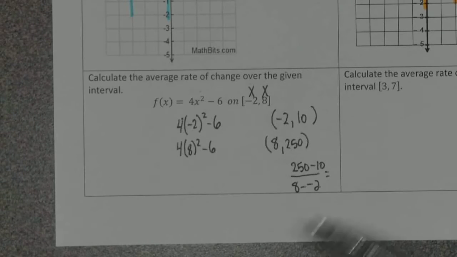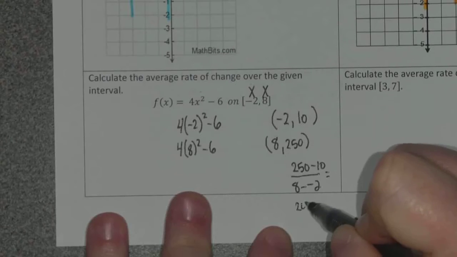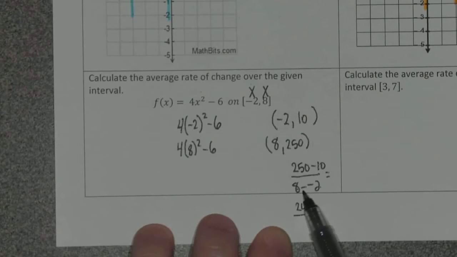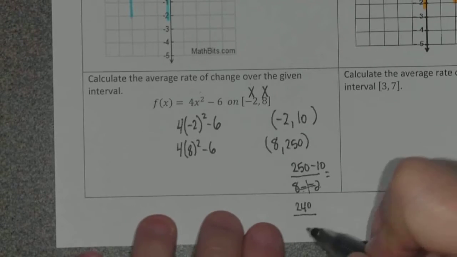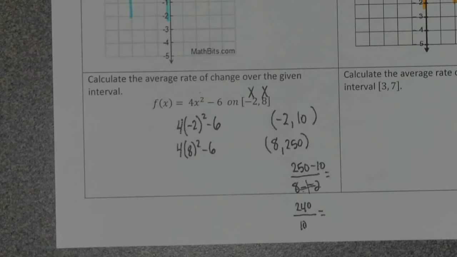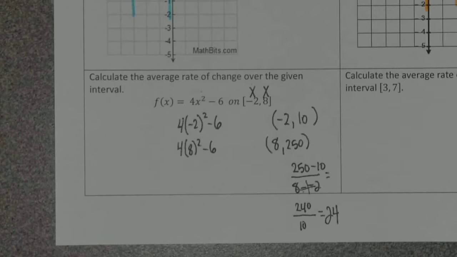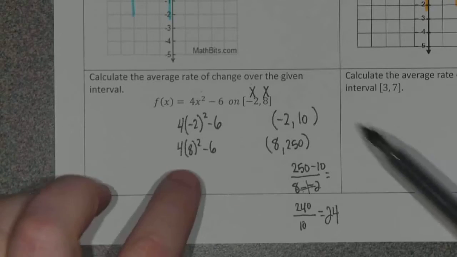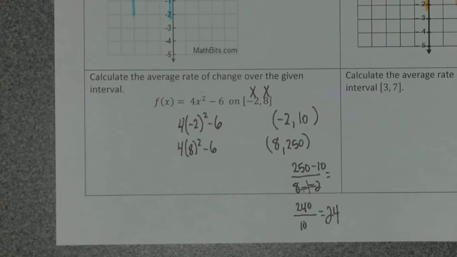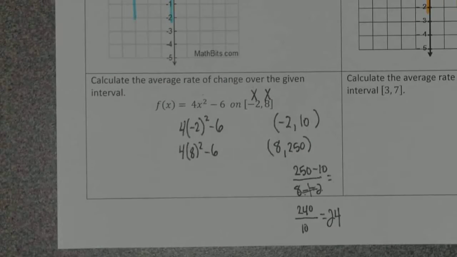So on the top I have 250 minus 10, which is 240. On the bottom I have 8 minus a -2, which is really 8 plus 2, which would be 10. And 240 divided by 10 is 24. So my average rate of change, meaning if I were to graph this between these 2 points on my x-axis, I would have gone up 24 and over 1, right? Because that would have been my slope, 24 over 1, for the slope of the line for the average rate of change on that curve. Does that make sense to everybody what we just found there?